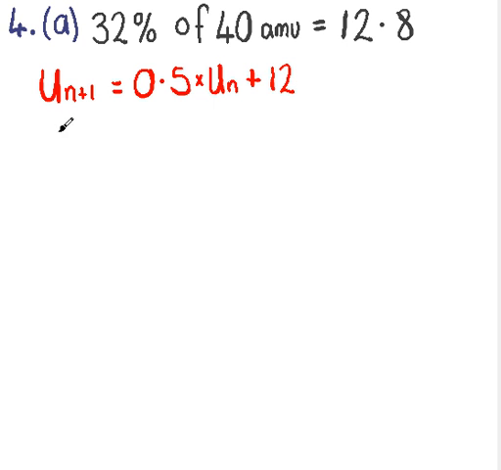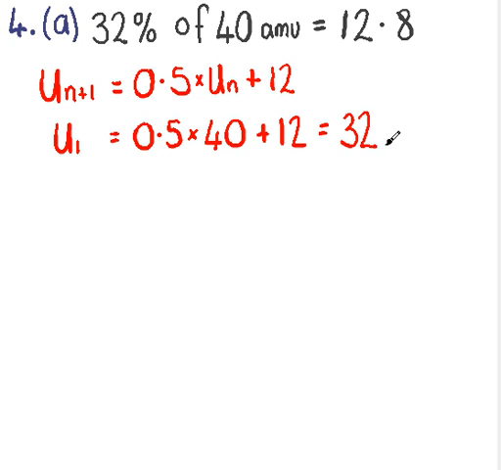So what we should do first is go ahead and work out U1, the mass after the first period of time, which is 2 hours. So that's going to be 0.5 multiplied by U0, the initial mass, which we know is 40, add 12. So 0.5 times 40, that's 20, add on 12, that gives us 32. So after the first 2 hours, our mass is now 32.